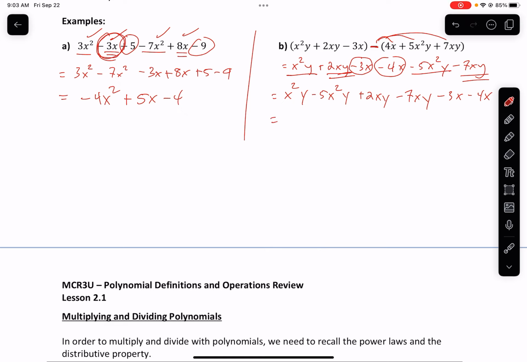So x squared y minus 5x squared y. That's just 1 minus 5 with an x squared y on it. That sounds like negative 4x squared y. 2xy minus 7xy. So that's just 2 minus 7 with an xy on it. Negative 5xy. And negative 3x minus 4x is going to be negative 7x.